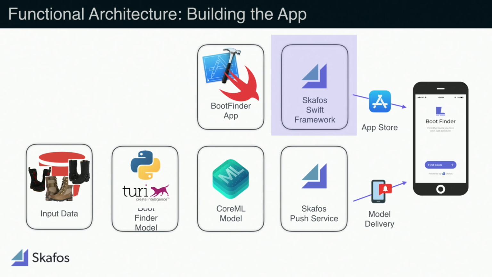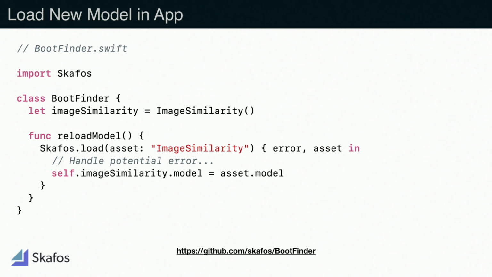So how do we handle it on the app development side? We use the Swift framework. And again, here it's import Skafos. You've seen the part where you have boot finder and image similarity, but here under reload model, we have Skafos load. And then we talk about an asset called image similarity, which is how you pull down the next version of the model if there's a diff.